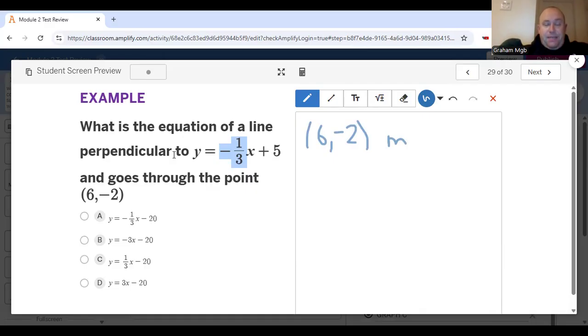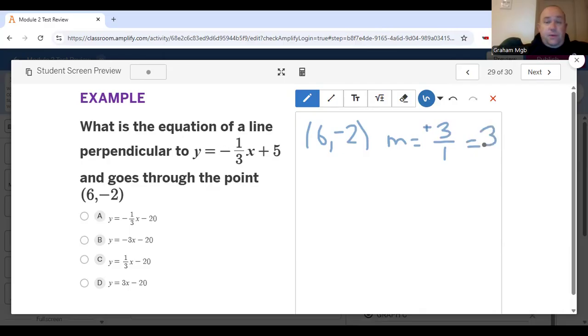If it's parallel, it's the same slope. So if this question said parallel, I would be writing now m equals -1/3, just like it says in the question. If it says perpendicular, we've got to do what we call a flip and change. So we've got to flip the fraction upside down. So instead of being 1/3, we got to make it 3/1. And the change is we've got to change the sign. So as this is negative, this is going to become positive. Now, 3/1, of course, is just 3.